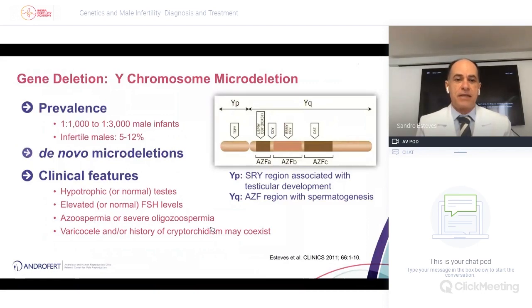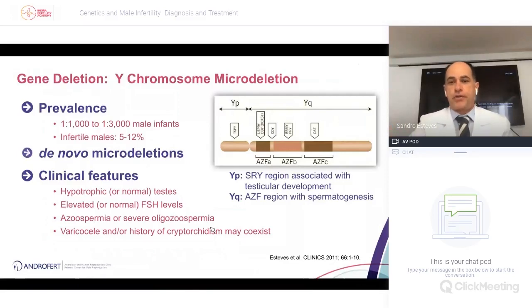The FSH levels will be either elevated or normal, and in some conditions, a varicocele could be found, or a history of cryptorchidism. These conditions might coexist with Y chromosome microdeletion. So when you see a patient with azoospermia and varicocele, you should not say, okay, I believe this azoospermia is caused by varicocele. Varicocele could be just coincidental, and you need to test for Y chromosome microdeletion gene mutations to see if something is there that could explain infertility.